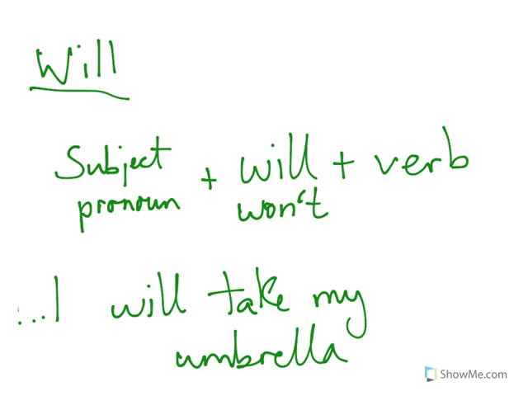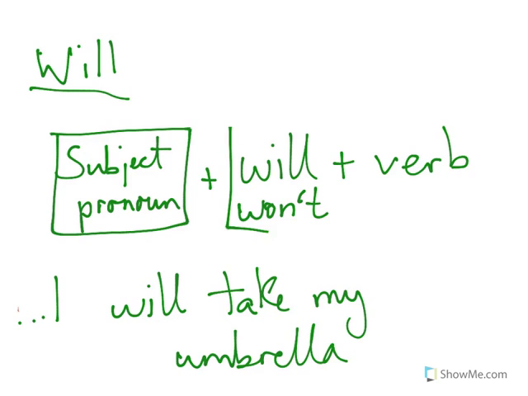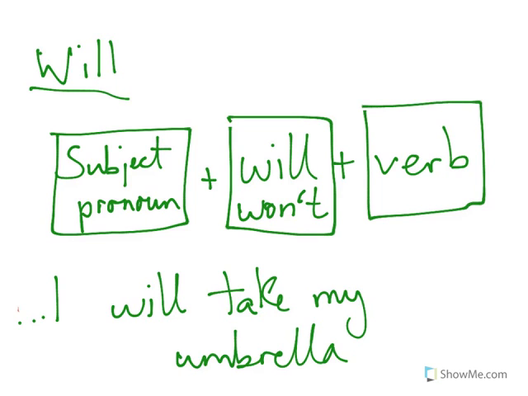When using will, you must remember to put the subject pronoun, so that's like I, you, he, she, it, we, you, they, and will or won't, and the verb. For example, I will take my umbrella.